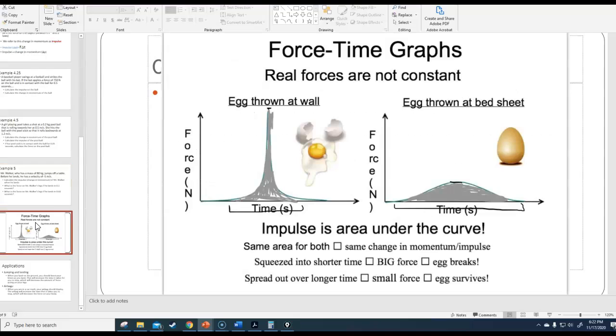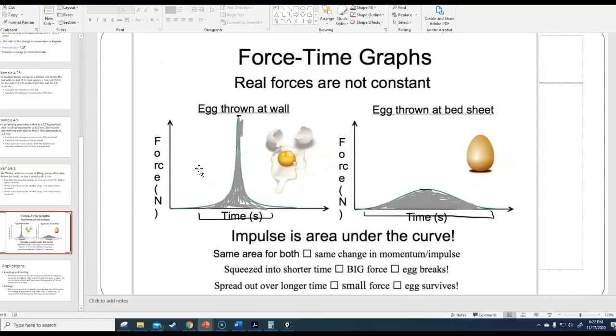So in other words, what I'm saying is that in the situation we saw before, we had the same impulse, but when you had the same impulse over a bigger time, you have a smaller force. And when you have that impulse over a shorter time, you have a bigger force. So when you throw an egg at the wall, when the egg hits the wall, it's going to stop very quickly. And so that means the time is going to be small. That means the force on the egg is going to be really big and the egg's going to break.